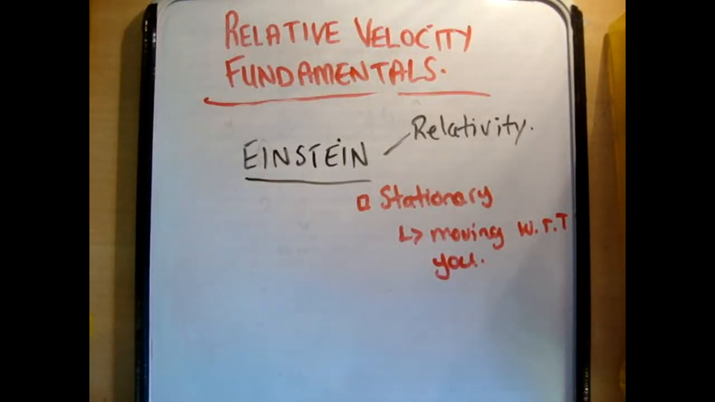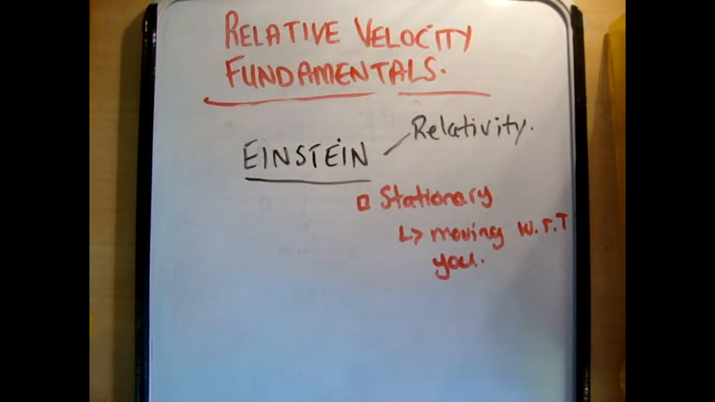So even though you're moving, say if you're moving at 10 meters per second, it is mathematically equivalent to say that you're stationary and everything else is moving at 10 meters per second relative to you. Alright? So all that matters is the relative motion. It doesn't really matter what's actually happening.